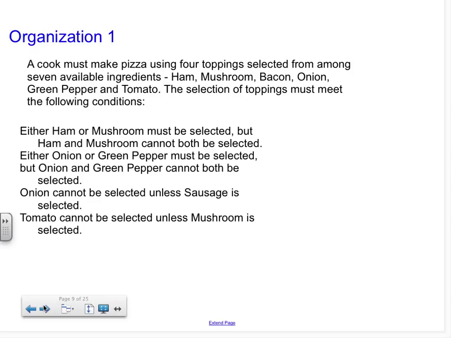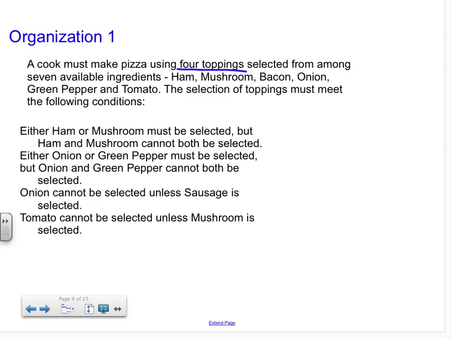Let's take a moment to read through Question 1 together. A cook must make pizza using 4 toppings, selected from among 7 available ingredients: ham, mushroom, sausage, bacon, onion, green pepper, and tomato. The selection of toppings must meet the following conditions. Either ham or mushroom must be selected, but ham and mushroom cannot both be selected. Either onion or green pepper must be selected, but onion and green pepper cannot both be selected. Onion cannot be selected unless sausage is selected, and tomato cannot be selected unless mushroom is selected.